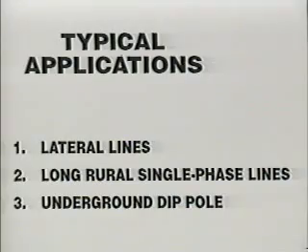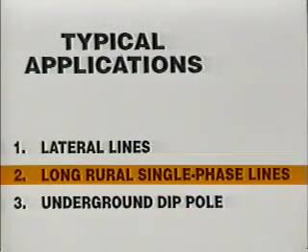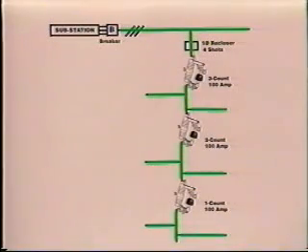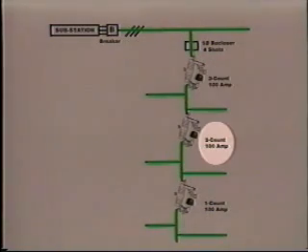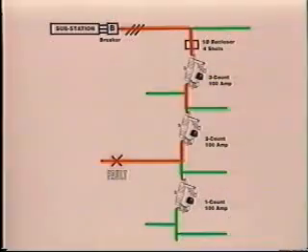Another application is the use of sectionalizers on long, rural, single-phase lines. In this example, the line may be protected by a single-phase recloser set for 4 operations and 3 series sectionalizers coordinated by counts and amp rating. Each sectionalizer must be one less count than the upstream device as shown.